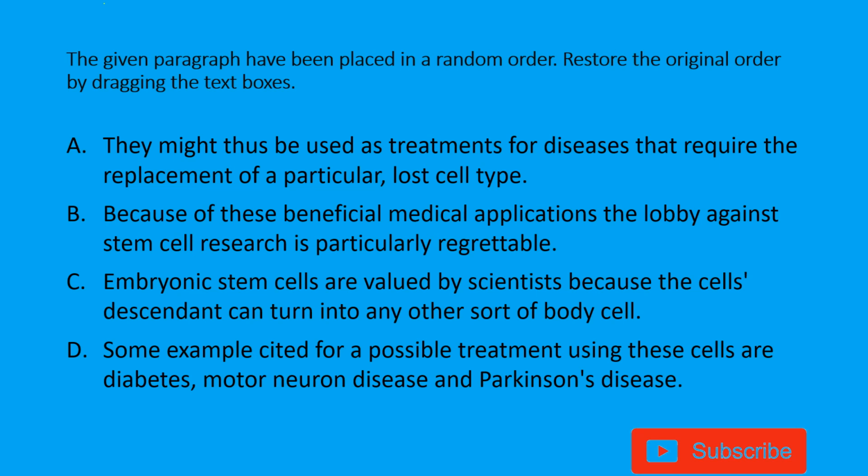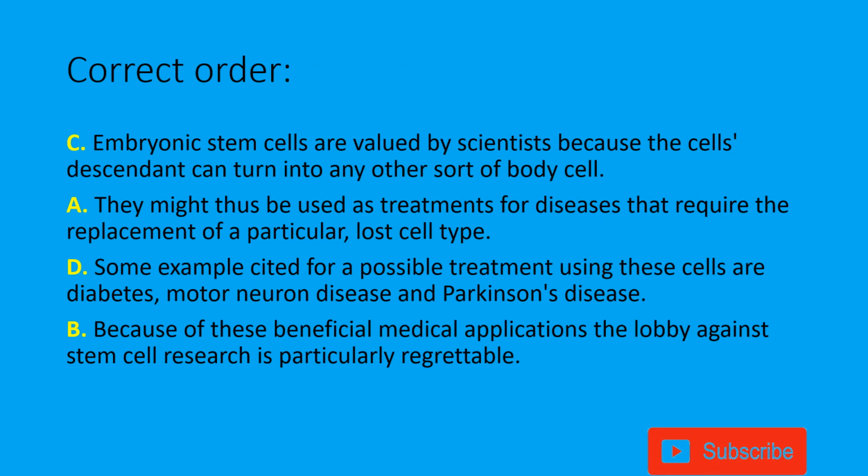Because of these beneficial medical applications, the lobby against stem cell research is particularly regrettable. So, which beneficial medical applications? In option D, the examples they have given to us are for the possible treatments for diseases like diabetes, motor neuron disease, and Parkinson's disease. So, our correct order would be C, A, D, B.